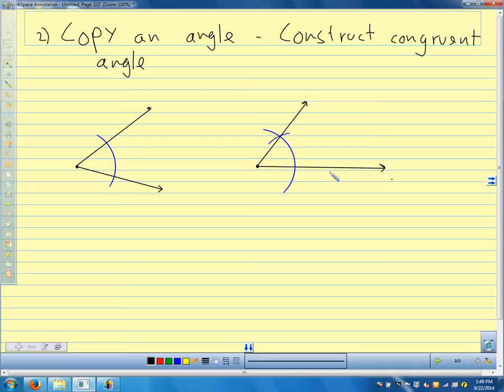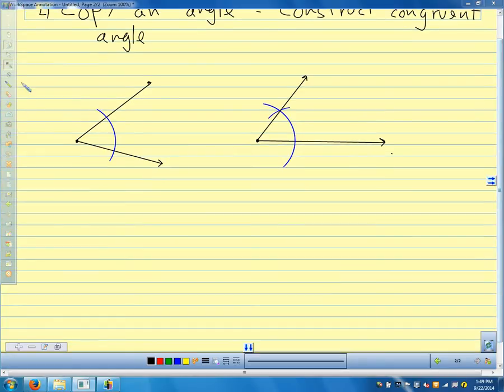So when on a quiz or a test, if I asked you to do this construction, what I'd be looking for is that you made this arc on the angle that you had to copy, and that your construction marks were made to construct your congruent angle. So that's what I'd be looking for. So let's do that one again so everybody can follow along again.